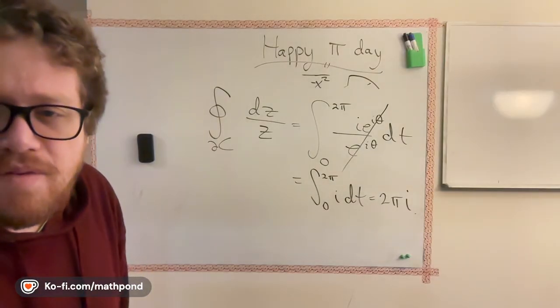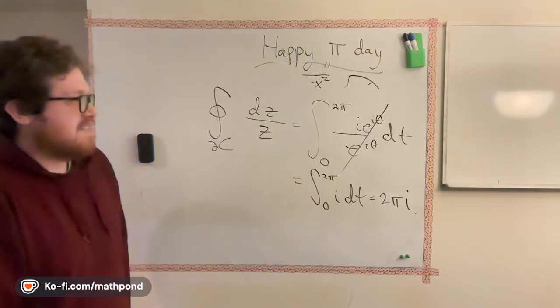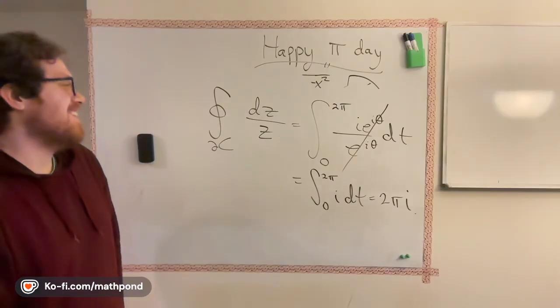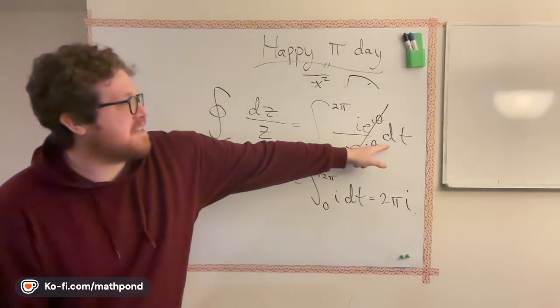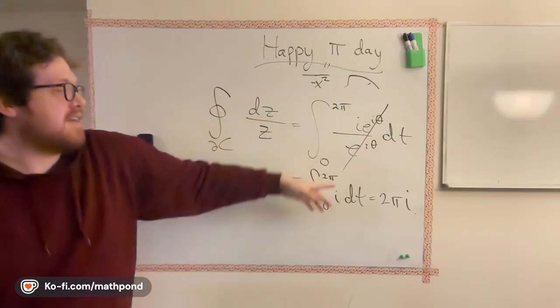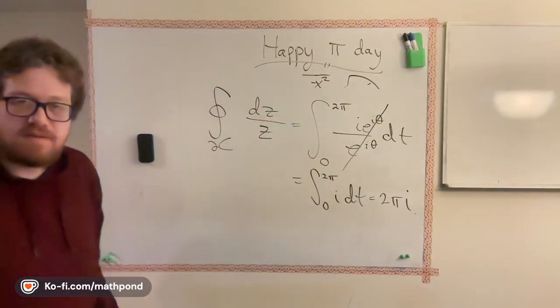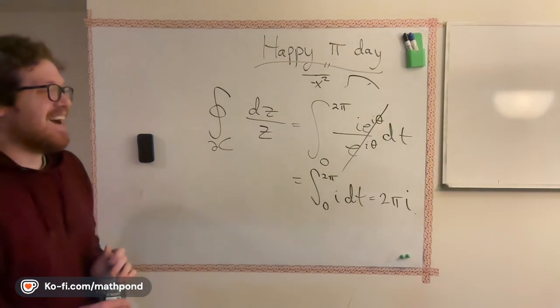Simplest example of pi? Yeah, that's it. Literally. dz is on top, i e to the i theta dt, that's dz, and then z is on the bottom, e to the i theta, they cancel, you get an i. That's it. Yeah, I like this proof a lot more.